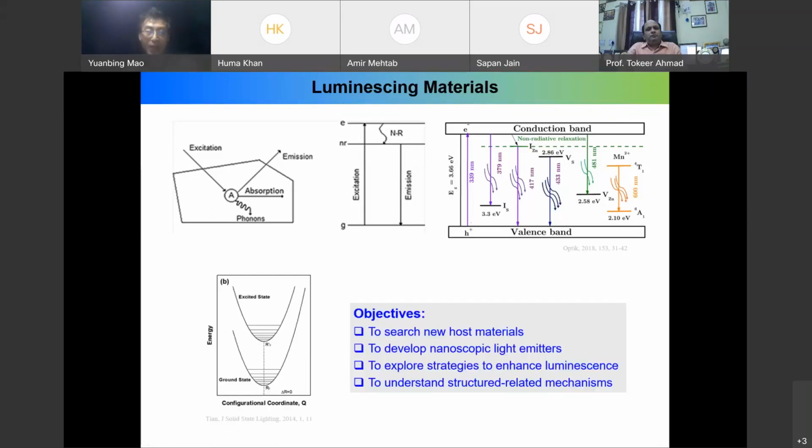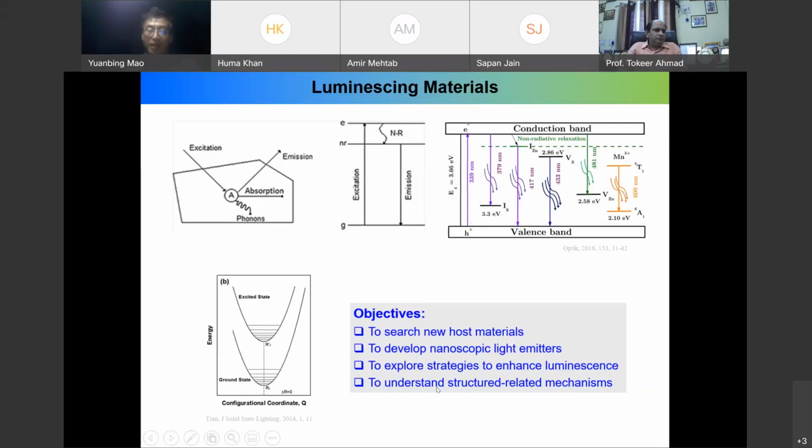Our objectives, we're talking a lot about this, is we want to search new host materials. And as I mentioned just a little bit ago, we want to develop nanoscopic light emitters. Then the other important thing is how can we enhance luminescence? That's always something. So we explore strategies to enhance luminescence. That's something we'll talk more about tomorrow.